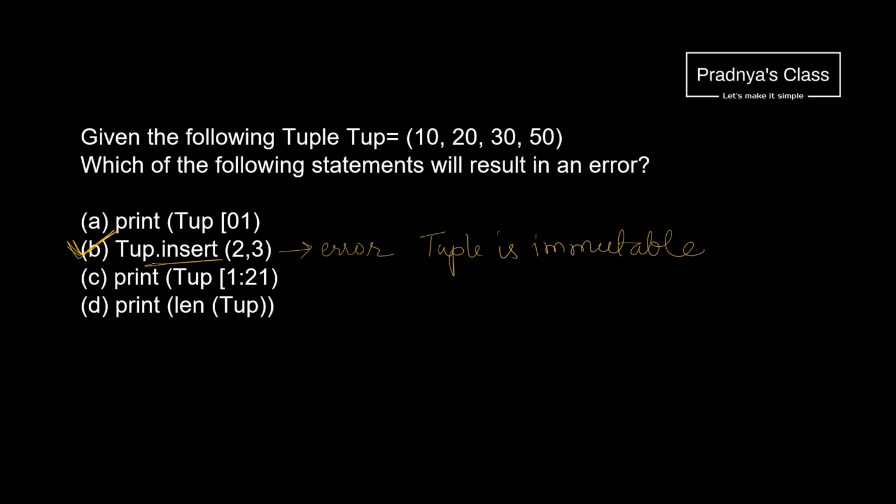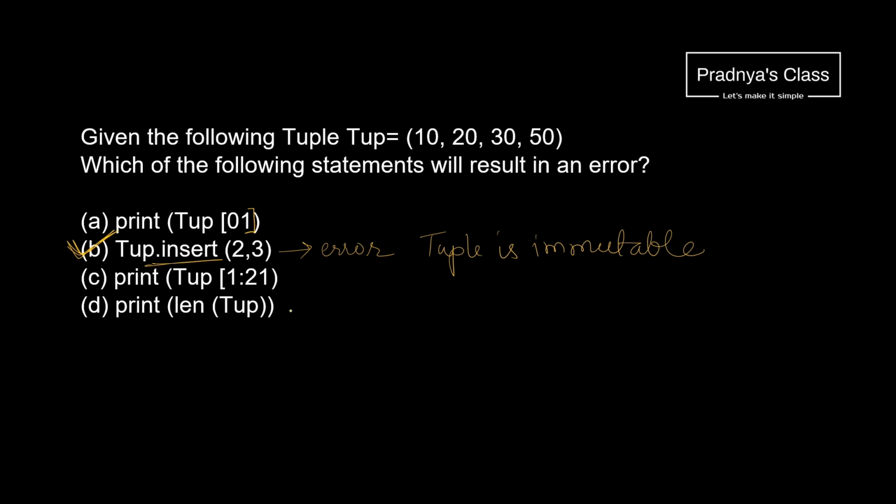Here is one more question. We have one tuple with some elements. Now we need to tell which statement will result in an error. Look at the options. In the first statement, we are trying to print the individual element of the tuple. That is perfectly fine. In the second statement, we are applying the insert method on the tuple, which doesn't exist. That's why this statement will result in an error.